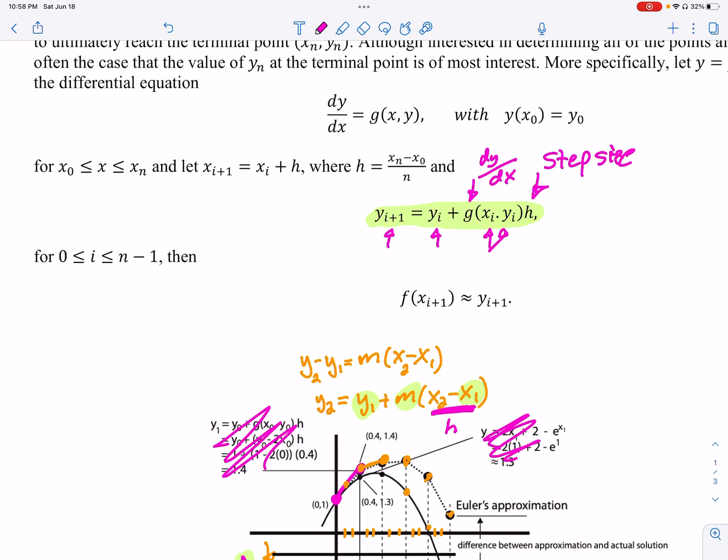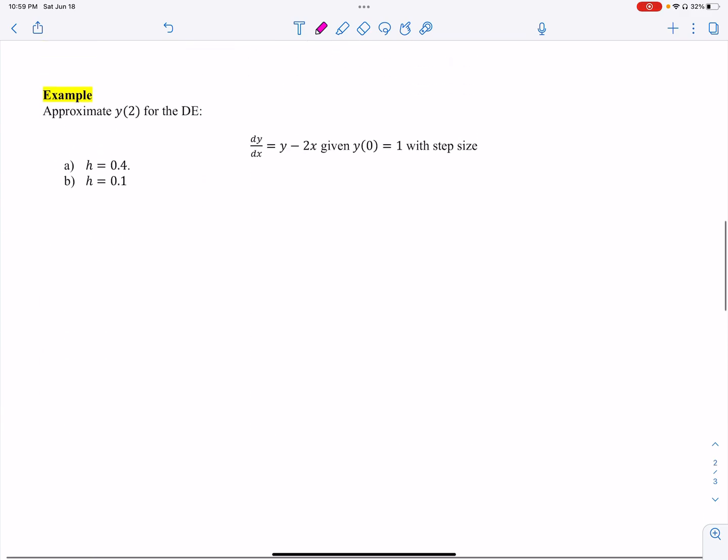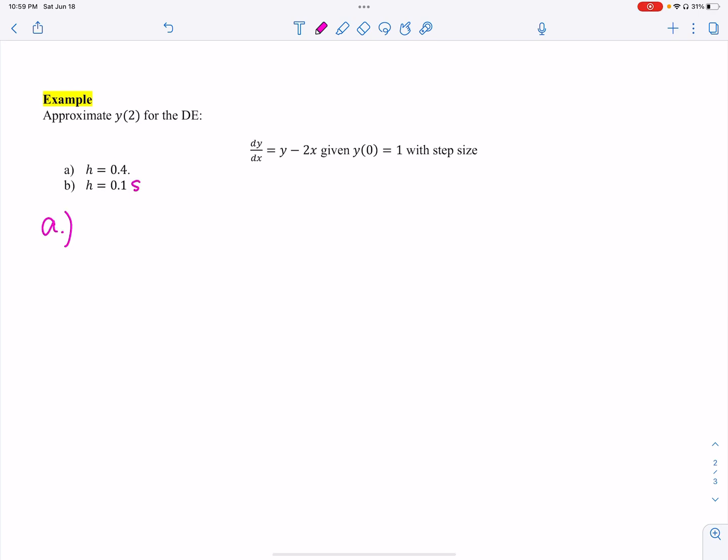So the whole point of this method is to approximate some function value. It's just saying, hey, I have some function, I have a DE that tells me about this function, but I don't have the function itself, but I would really like an output value for a certain input. So let's take a look at an example. I think it's the best way. This method feels overwhelming at first, but once you wrap your brain around it, it's really just algebra. All right, so it says approximate y of 2. We're just going to do A, and then for B, we're going to do setup only.